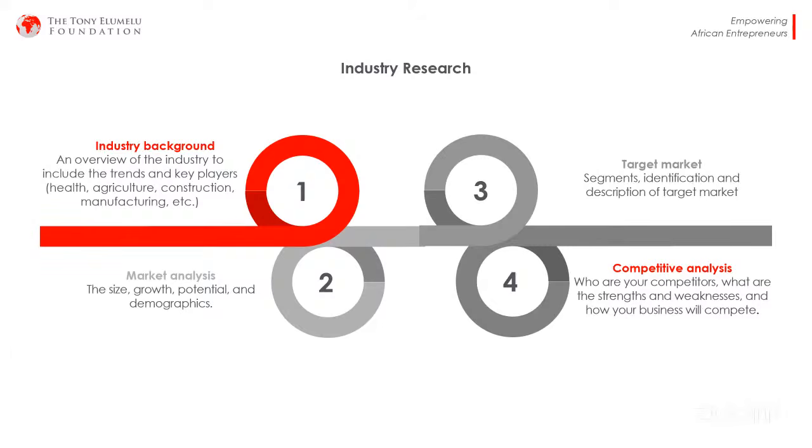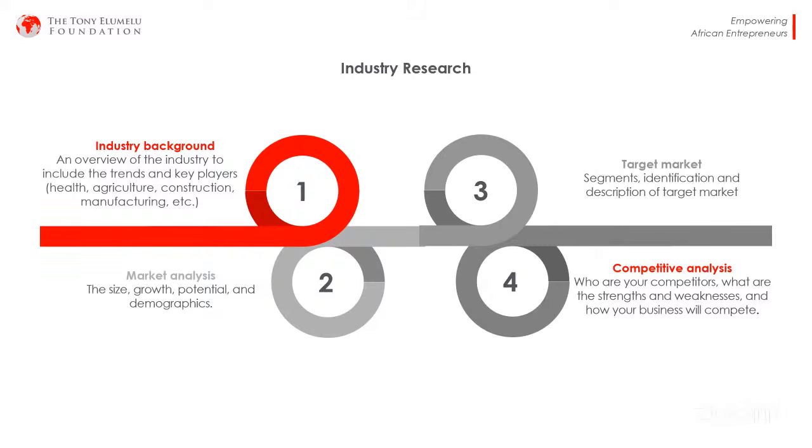So whether you're in the health care sector, agri sector, construction, or even manufacturing sector, you must be able to understand clearly your industry and the sub-industry. So there's the agri sector. Within the agri sector, where are you playing? And we have sub-sectors. Are you in cash crops or are you in food crops? Which of them?